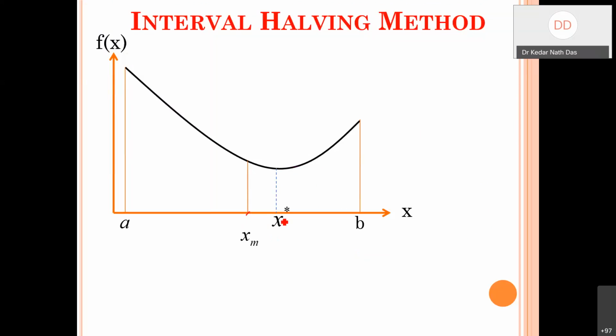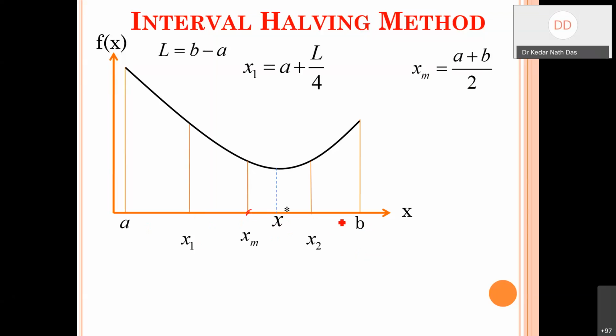So AB is the search space, and X star is the optimum solution, which is not known to you. You are searching for that X star, but we have to take xm, the midpoint of a and b. Then we take the midpoint of a and xm, and also of xm and b. L is the entire length, that is b minus a. X1 can be found just by taking one-fourth of this L and adding it to a. Similarly, x2 will be found by subtracting L by 4 from b.